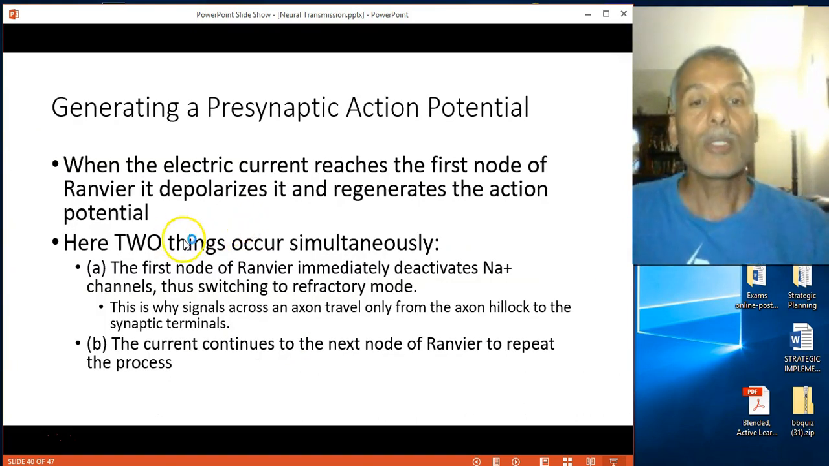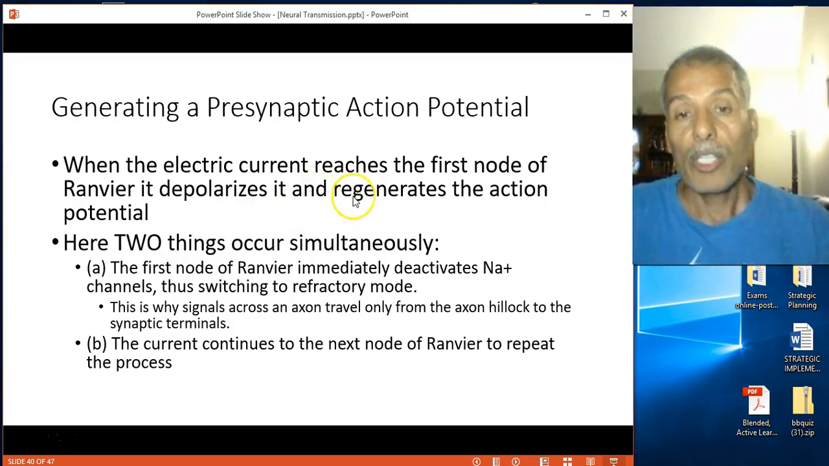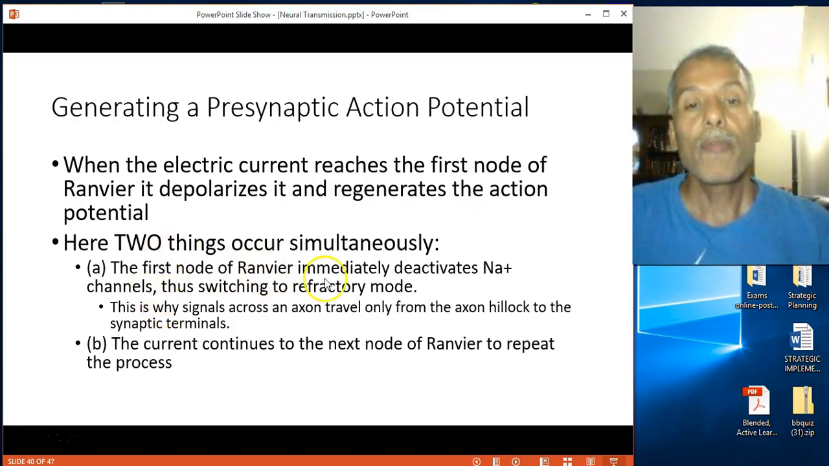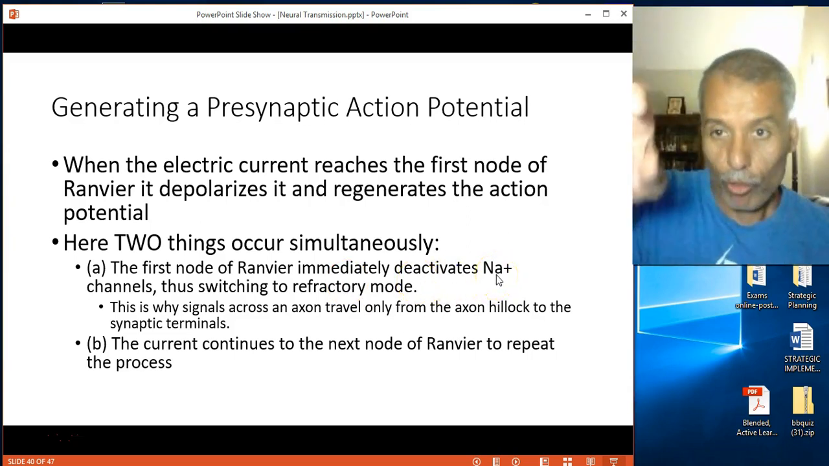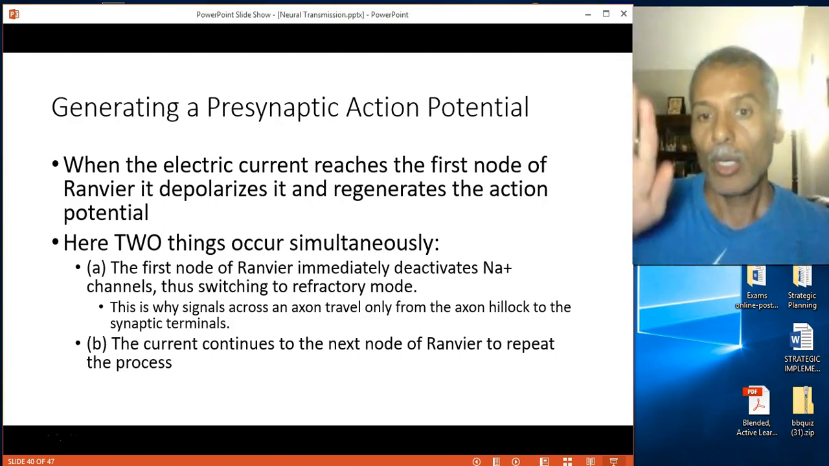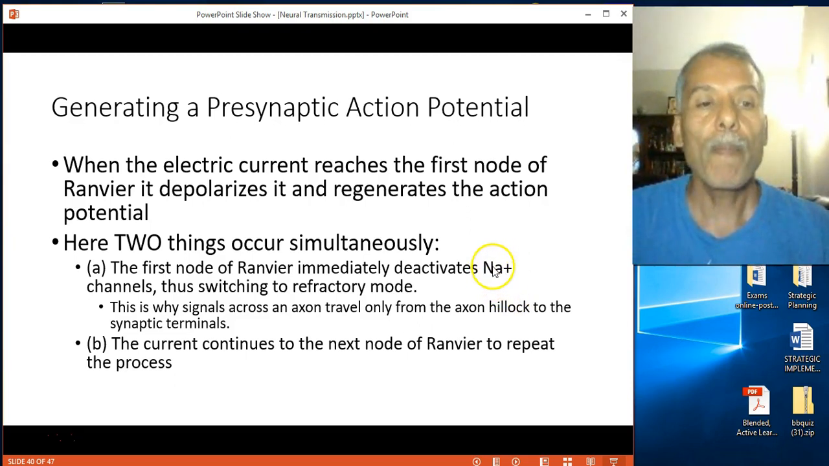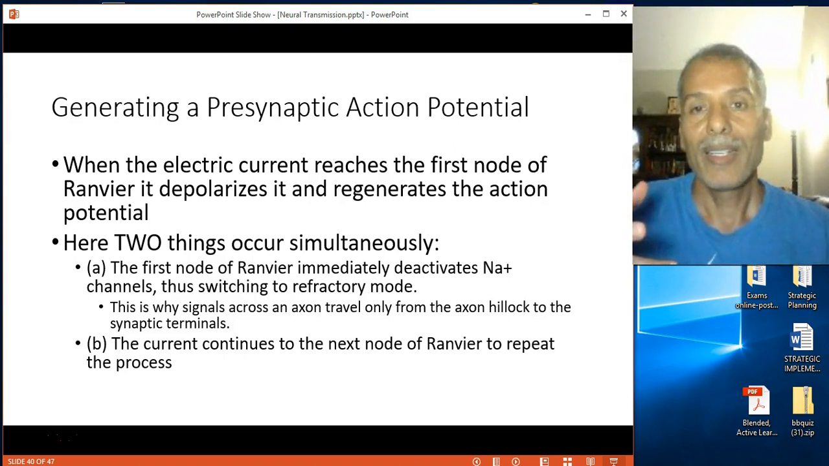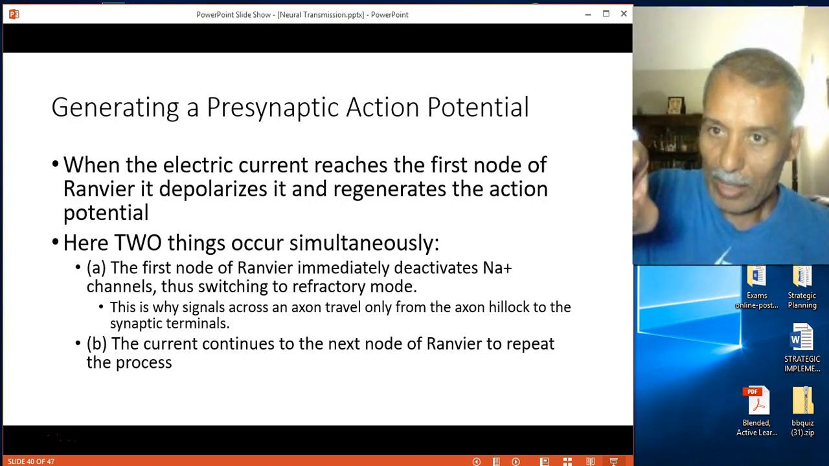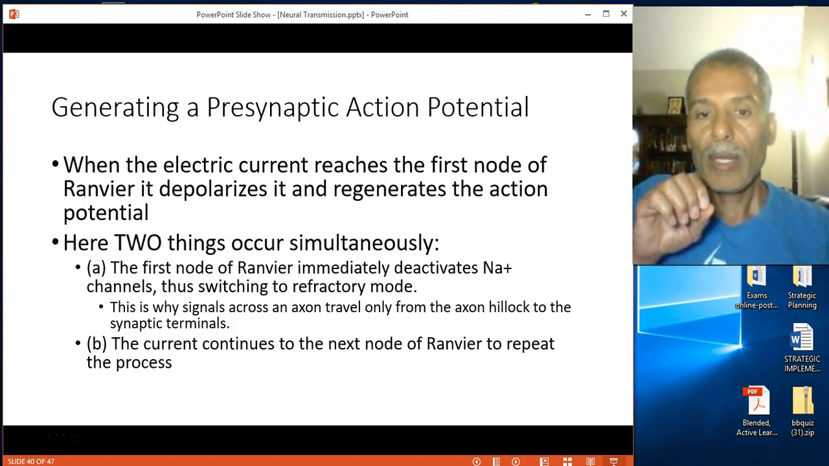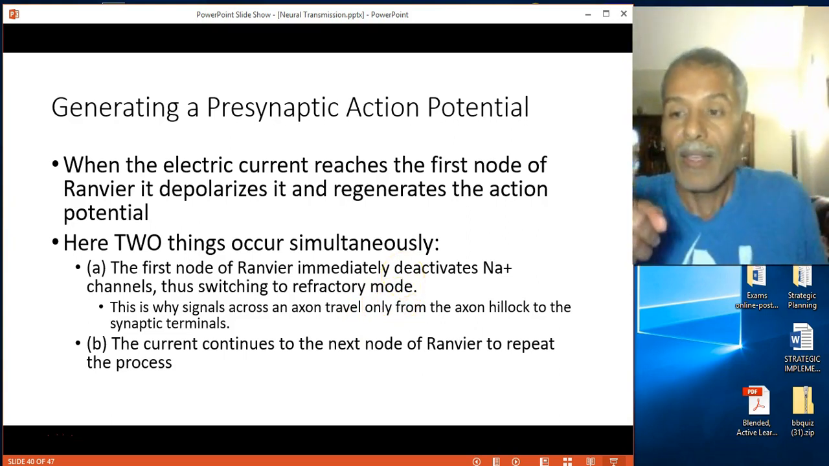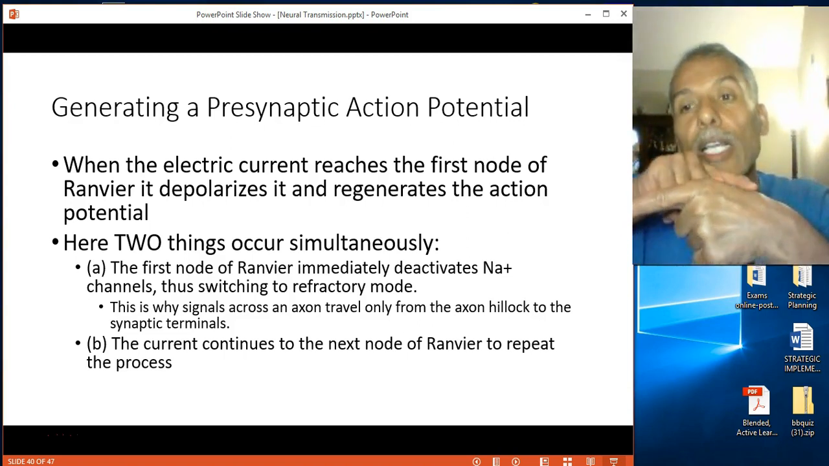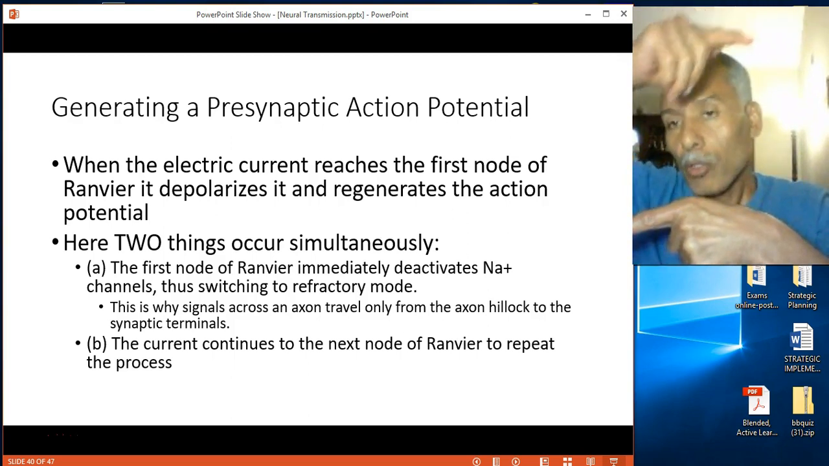So these two things will happen at the same time. When the action potential is regenerated at the first node of Ranvier, it immediately deactivates sodium. As soon as it copies the action potential, it's going to give a break to the sodium gates. It will close them, and this way it will switch to a refractory mode. It cannot fire another action potential again. So it just moves the charge on to the next, and then it immediately closes and takes a break. And this way, that will prevent the signal from going back again. This is why the signal travels in a neuron only in one direction, only from the axon hillock to the terminals.